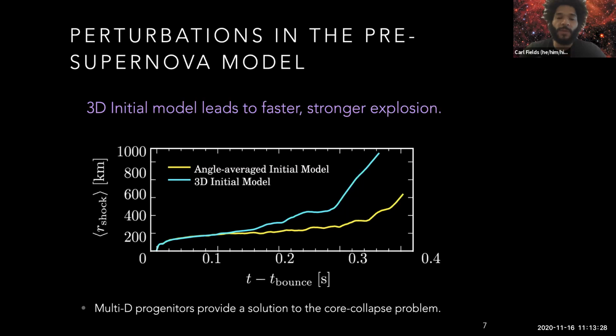They don't usually inform with a 3D model, but they still wanted a comparison between the non-radial perturbations and the radial ones. And so they found for their 3D model, it actually explodes earlier and more energetically. And that's what I'm showing here.